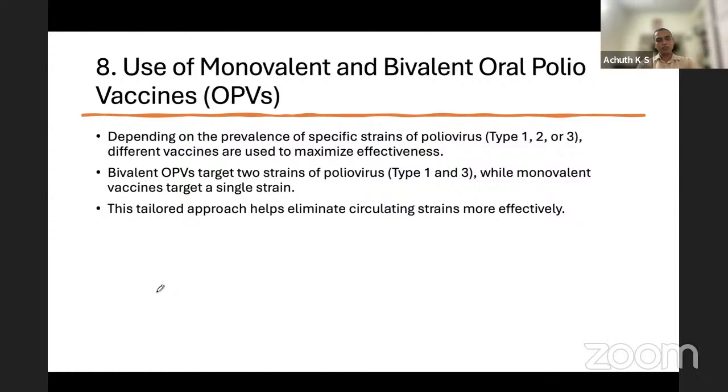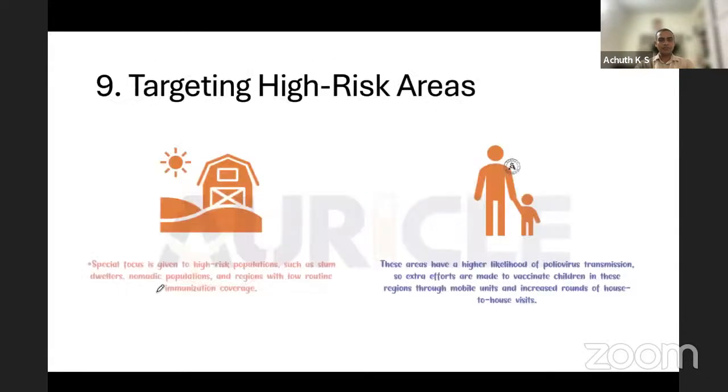And there's a switchover of vaccination from OPV to IPV. And it does not happen at a very fast pace. It takes its own time and it happens in a slow and dedicated manner.